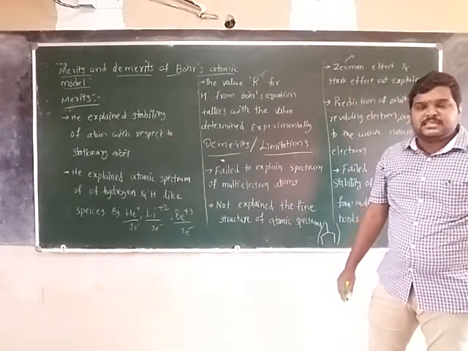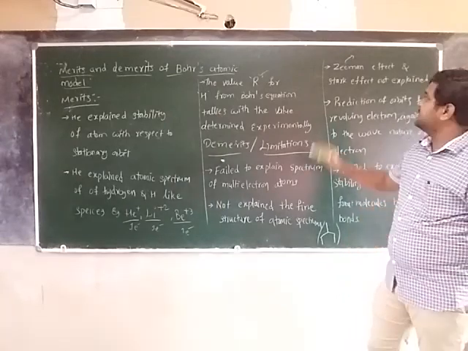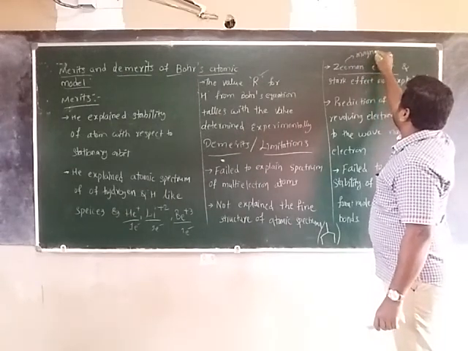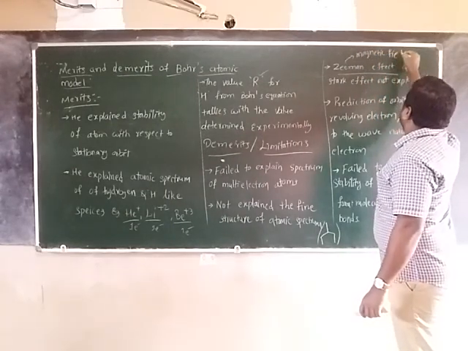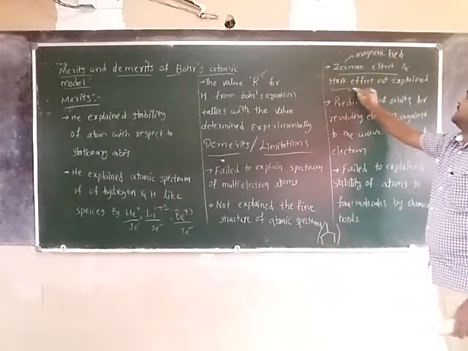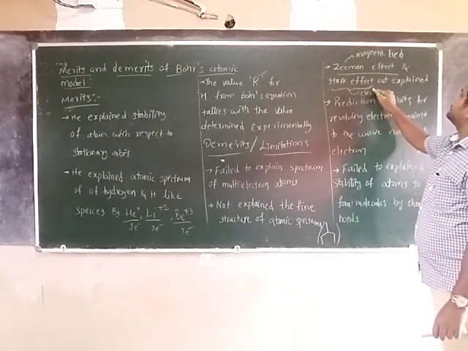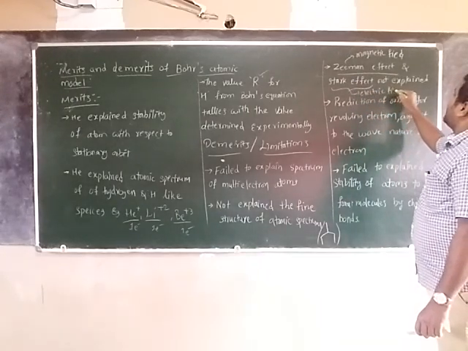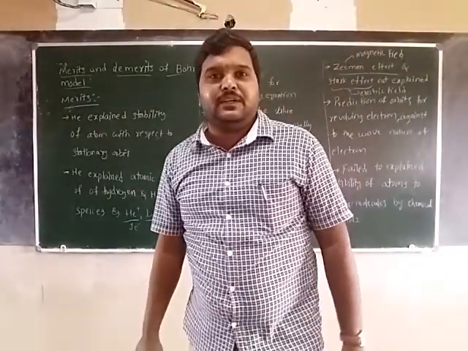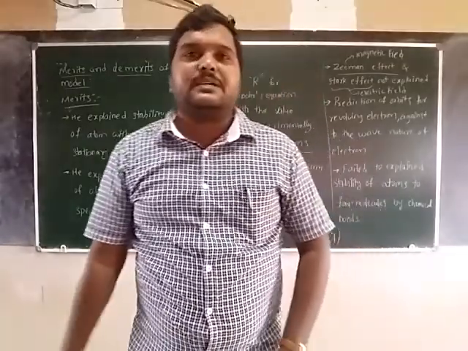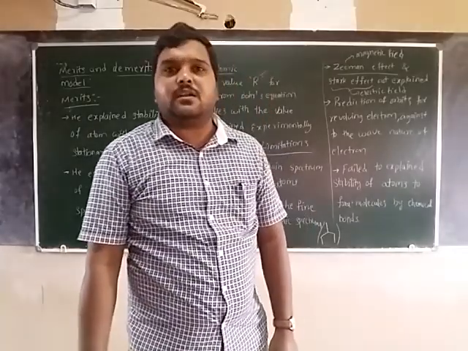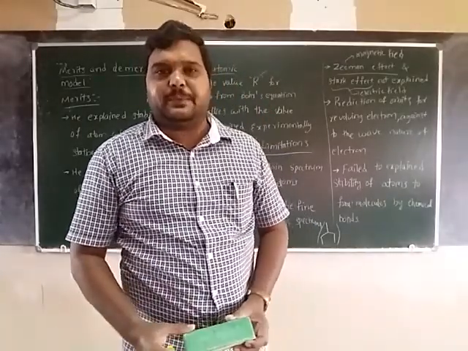Splitting of spectral lines in the presence of a magnetic field is called the Zeeman effect. And splitting of spectral lines in the presence of an electric field is called the Stark effect. So, splitting of spectral lines in the presence of an electric field is the Stark effect, and in the presence of a magnetic field is the Zeeman effect. These two effects are not explained by Bohr's atomic model.